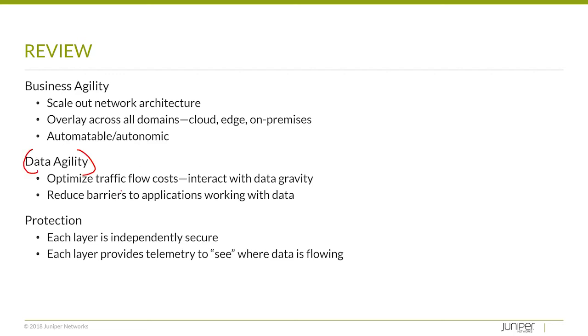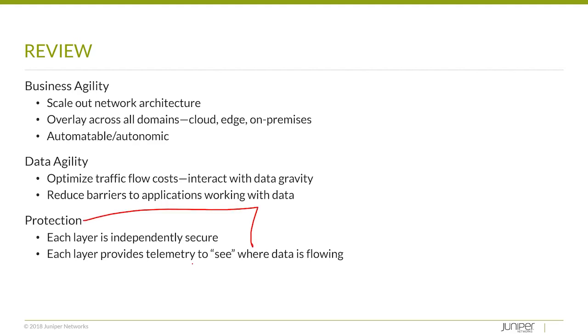How am I solving data agility? I'm optimizing traffic flow costs by interacting with data gravity. I'm paying very close attention to where the data is, either in which data center fabric, if I have multiple fabrics, or in public or private cloud, or whatever the case might be. I'm going to reduce barriers to applications working with data, because I'm going to have a fixed length path across these spine and leaf fabrics that allows the application to be tuned to operate on that path length. So that's going to be very important.